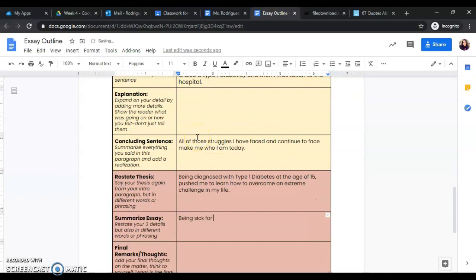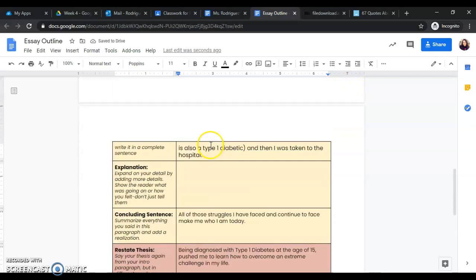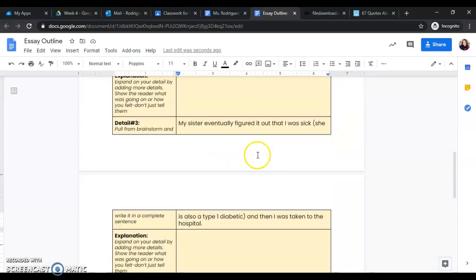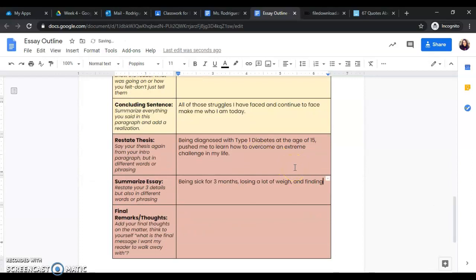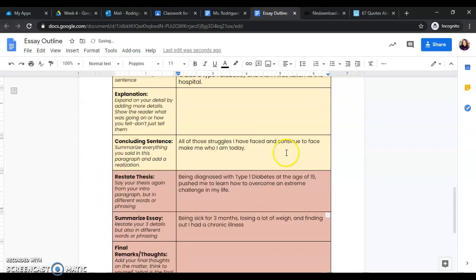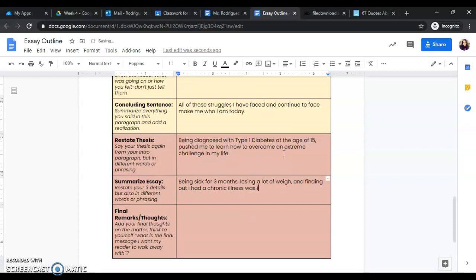Being sick for 3 months, losing a lot of weight, and what else was my third detail? My third detail is my sister eventually figured it out. Finding out I had a chronic illness was incredibly difficult, and I'll just end it there.